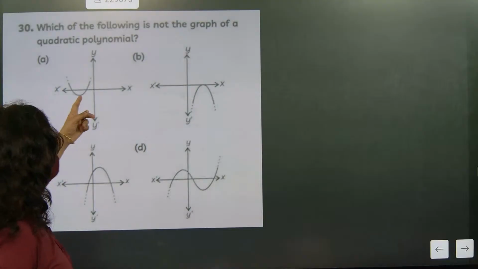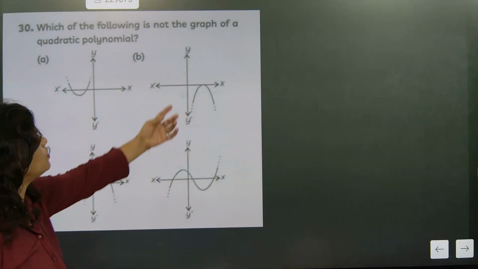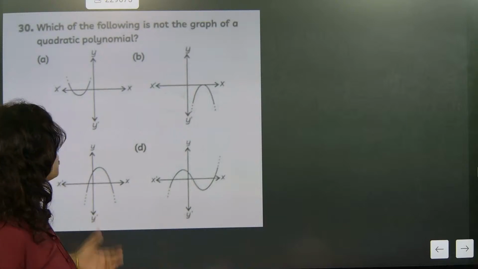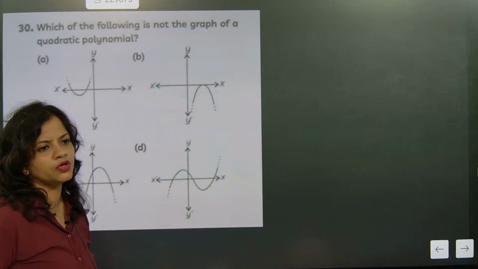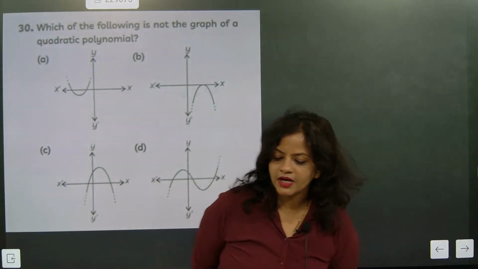See, this is a quadratic polynomial. The minimum number of roots can be 1 for a quadratic polynomial, as the same value can repeat 2 times. Here also it is a quadratic polynomial. This one has 3 values, 3 zeros. So this is a cubic polynomial. So the correct answer is the cubic polynomial.